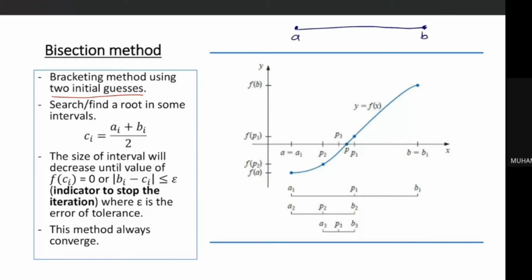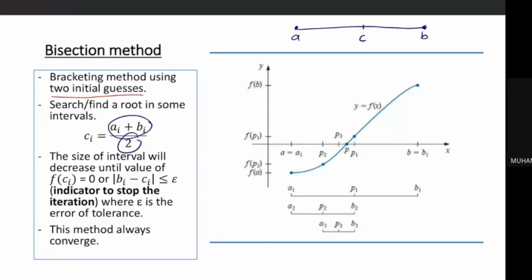A and B. And then we find the middle point, C. So C equals (A plus B) divided by 2. Then we get C, and then using the theorem, we find the interval that contains the solution.